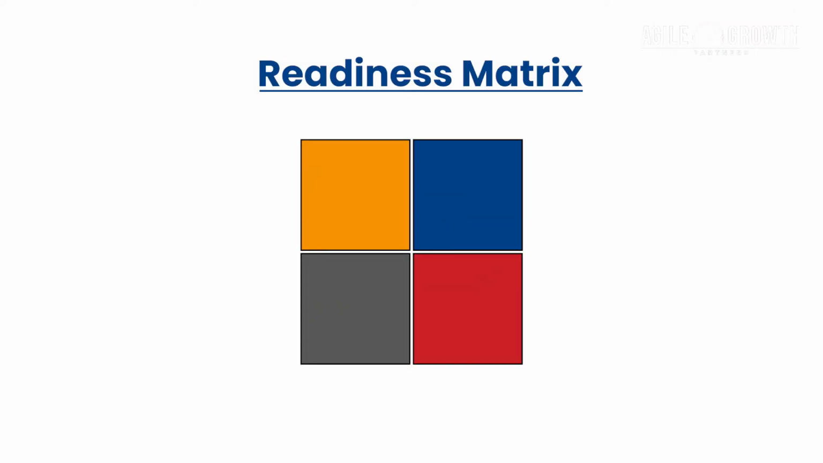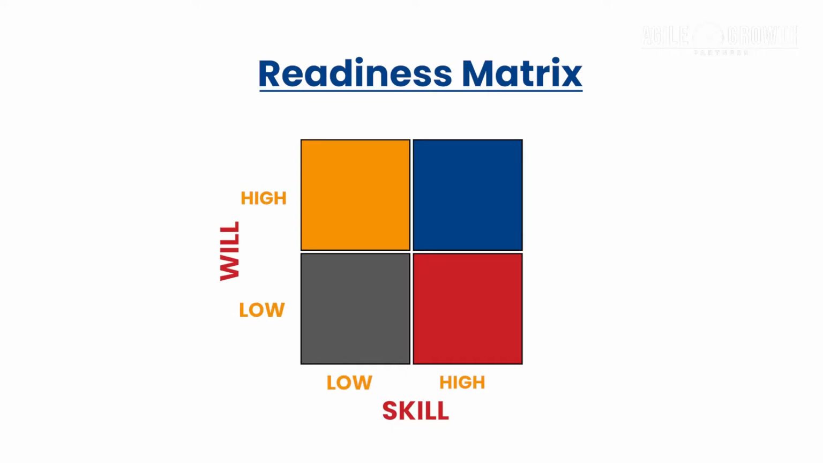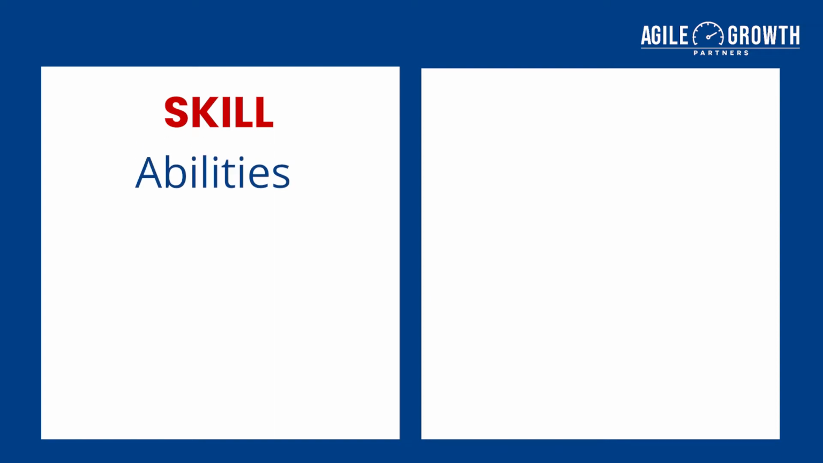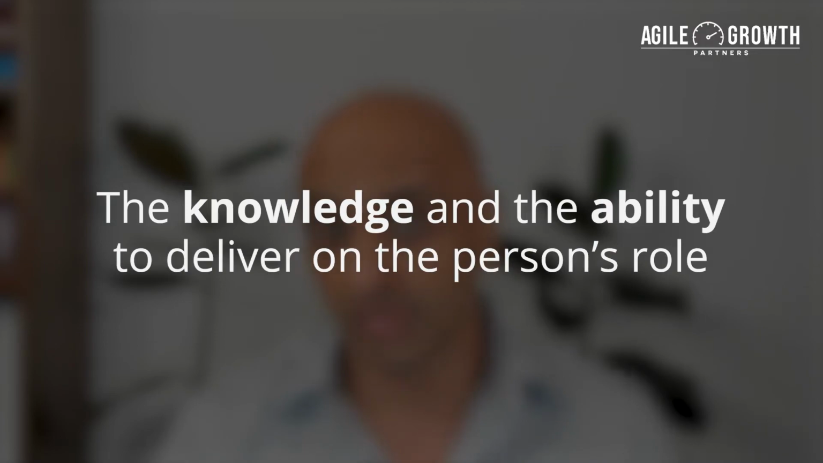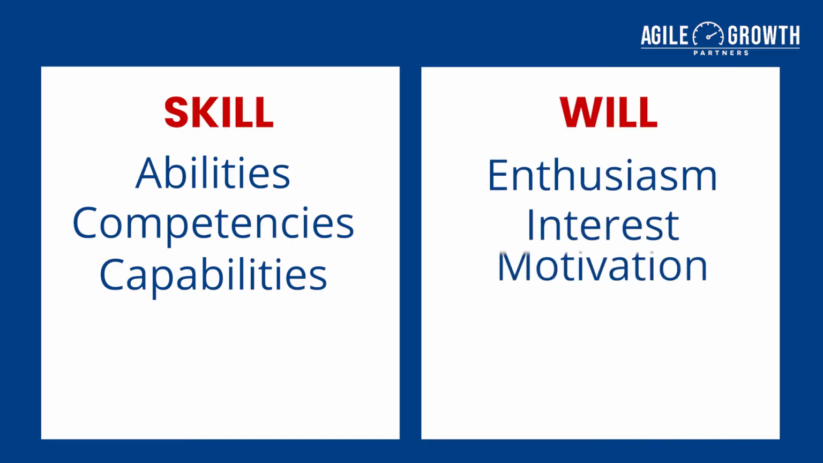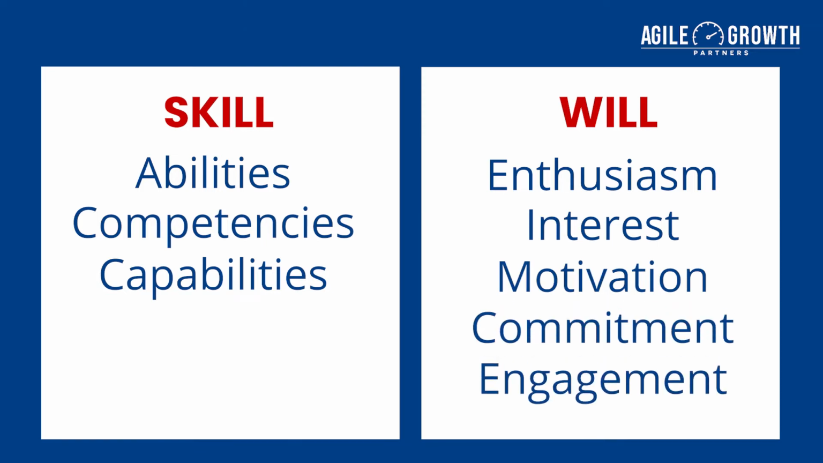The Readiness Matrix is a simple 2x2 matrix. As you see in the image, on the horizontal axis, you have skill, and on the vertical axis, you have will. You can have two options for skill and will, namely low and high. This will give you 4 quadrants, and you can call them R1, R2, R3, and R4. Now, skill refers to abilities, competencies, capabilities, and in general, the knowledge and the ability to deliver on the person's role. Will refers to the enthusiasm, the interest, the motivation, the commitment, and engagement for the person's role.